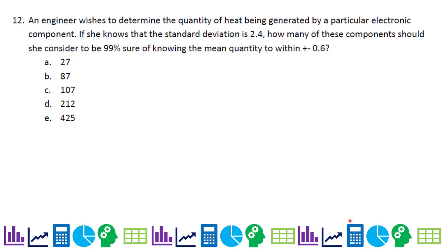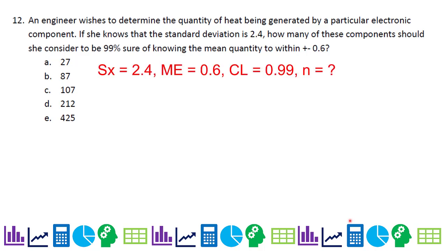Number 12. An engineer wishes to determine the quantity of heat being generated by a particular component. If she knows that the standard deviation is 2.4, how many of these components should she consider to be 99% sure of knowing the mean quantity to within plus or minus 0.6? So we have our standard deviation, we have our margin of error, our confidence level, and we're trying to determine sample size. So we're going to have to come back to this formula right here.